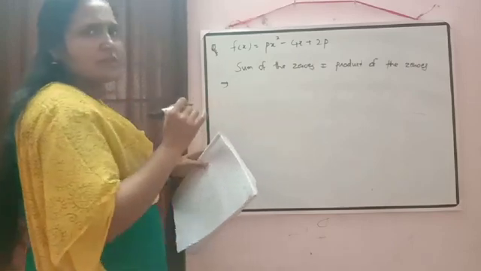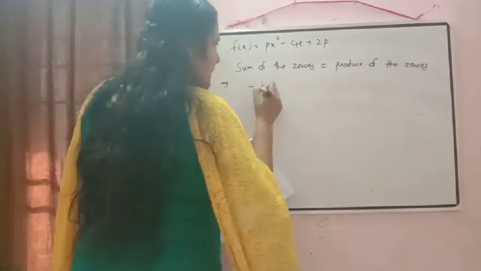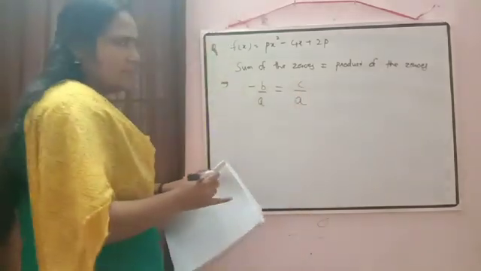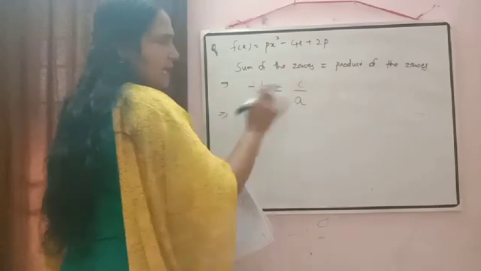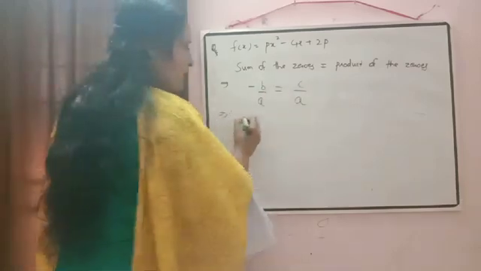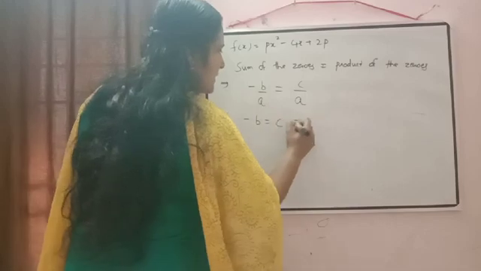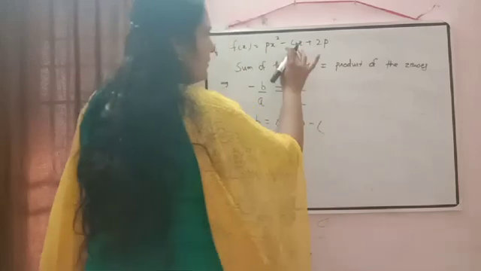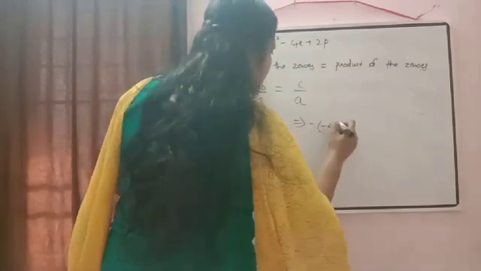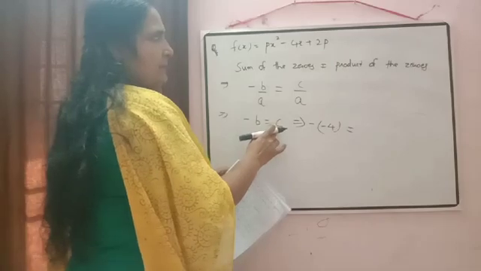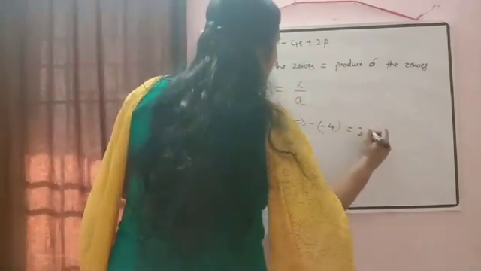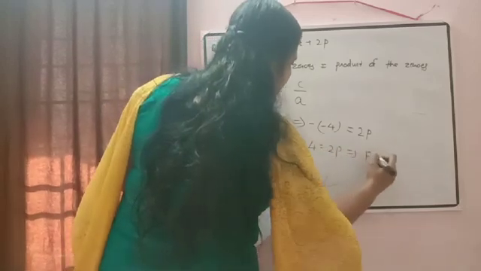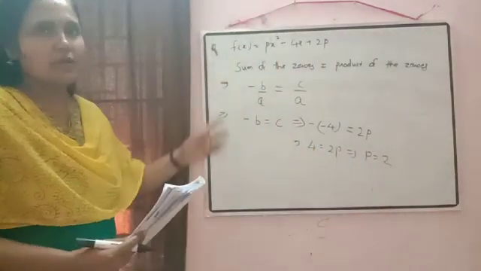Sum of the zeros. What is the formula for that? Sum of the zeros? Yes, minus b by a is equal to product of the zeros, c by a. If I will shift this a here, a and a will get cancelled there. So from here we will get minus b is equal to c. Now substitute the value. Minus of, what is the value of b? Minus 4. So minus of minus 4 is equal to, in place of c what we have? 2p. So we will get here 4 is equal to 2p or p is equal to 2. This much only you have to do.